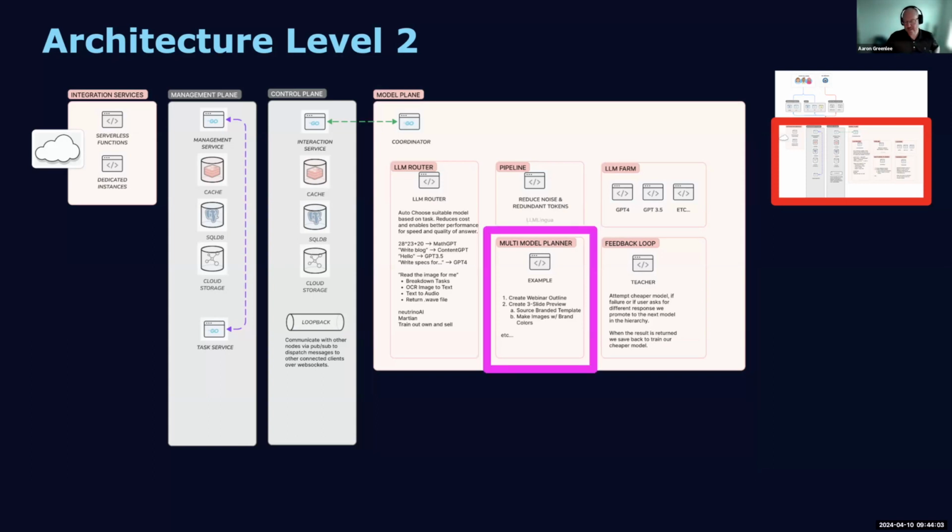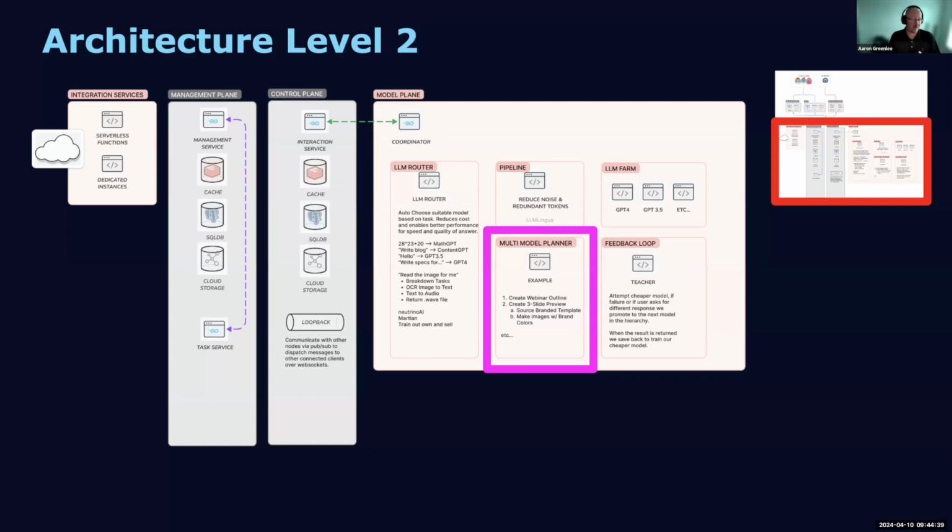One of the first things, and this won't be in the initial MVP to be clear, but I want to let you all know what the technical roadmap is ahead, is that we'll have a multi-model planner. This multi-model planner will be an LLM itself, and it might come up with a couple of tasks to execute based on the prompt we are given. For example, if somebody is planning a webinar, it might create a webinar outline as the first task. And because we know that we're planning a webinar, the second task that we might come up with is that we want to create a 3-slide preview.